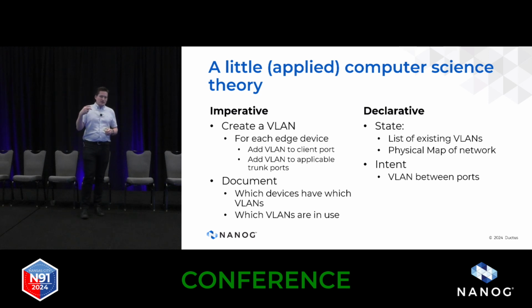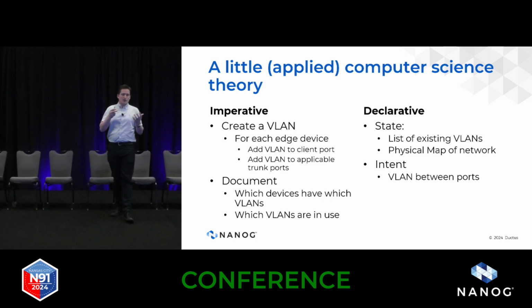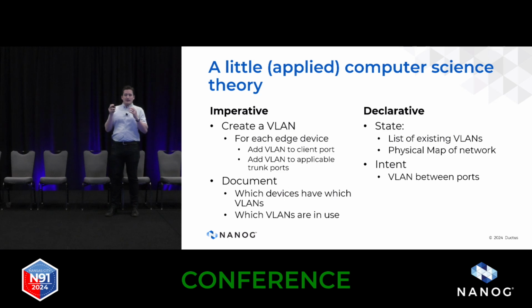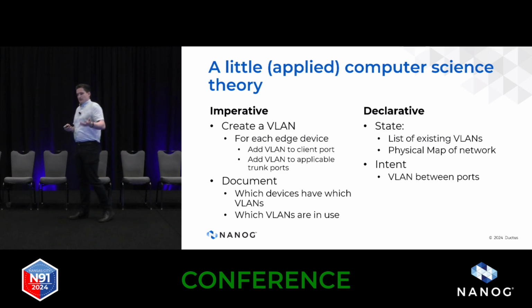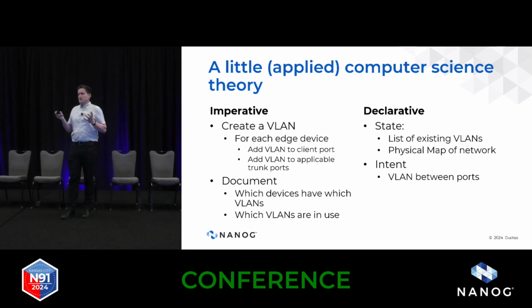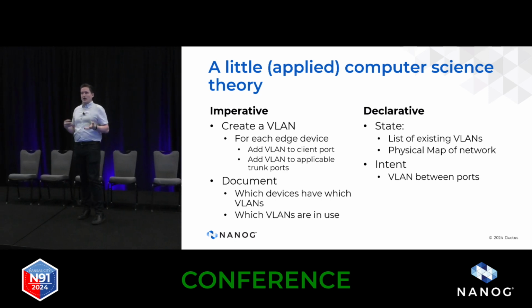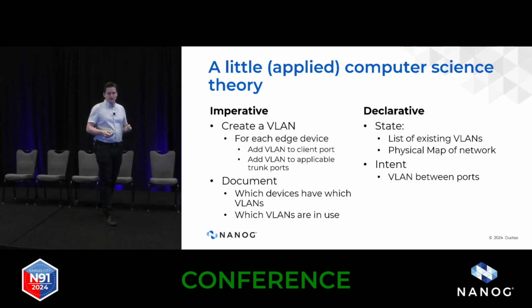Now, if we're going to have a declarative system to do this, you're going to have a state. So your state is going to be the actual state of your network, which you're going to remember. And then you're going to update your intent, which will be to have a VLAN between these ports. We're not going to say anything about the trunk ports, for example, because from the perspective of someone using the VLAN, they don't care about the trunk ports. They care about the client ports. They care about accessing and connecting to that VLAN.